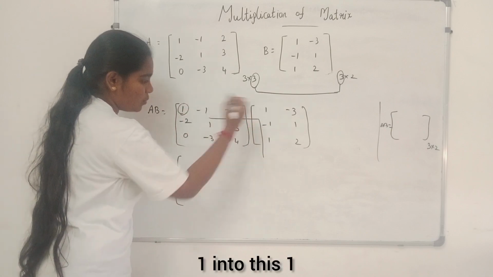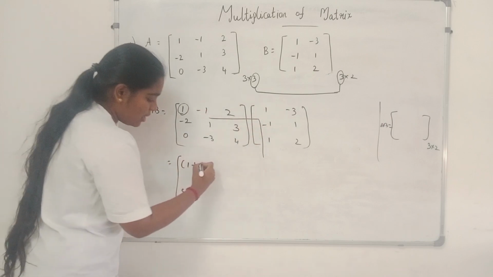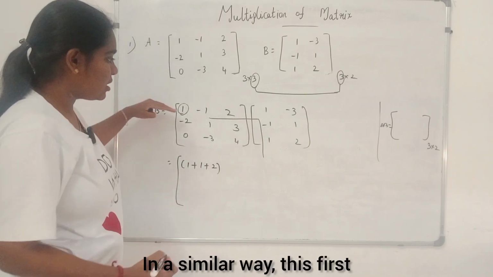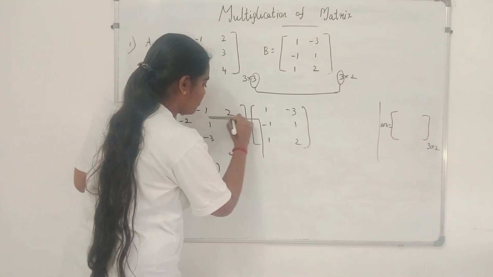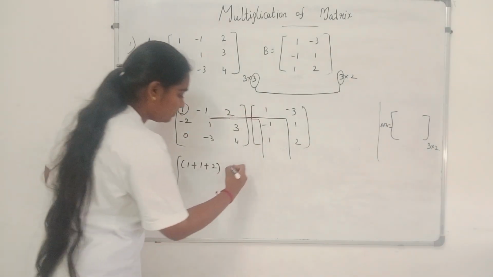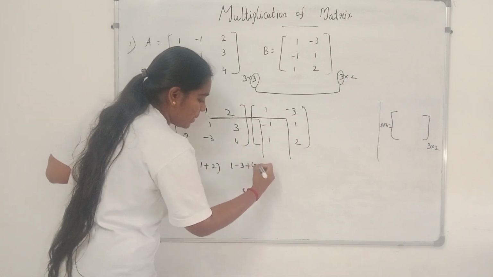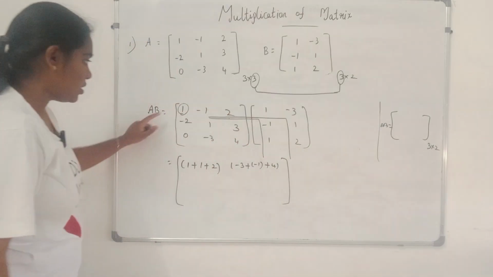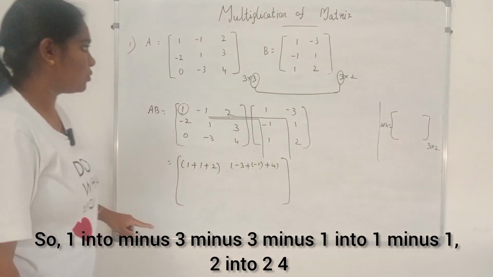1 into 1, 1, plus minus 1 into minus 1, 1, plus 2 into 1, 2. In a similar way, the first row with the second column. So, 1 into minus 3, minus 3, plus minus 1 into 1, minus 1, plus 2 into 2, 4.